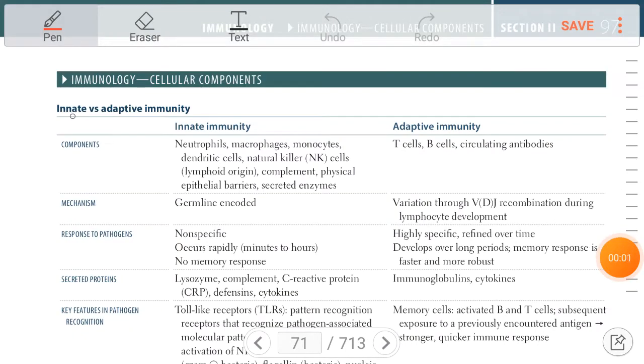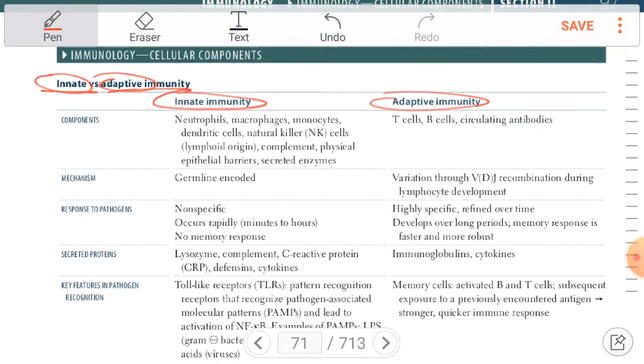I will speak about the difference between innate and adaptive immunity. So, innate immunity and adaptive immunity. What is the difference between them? In innate immunity, what is it?